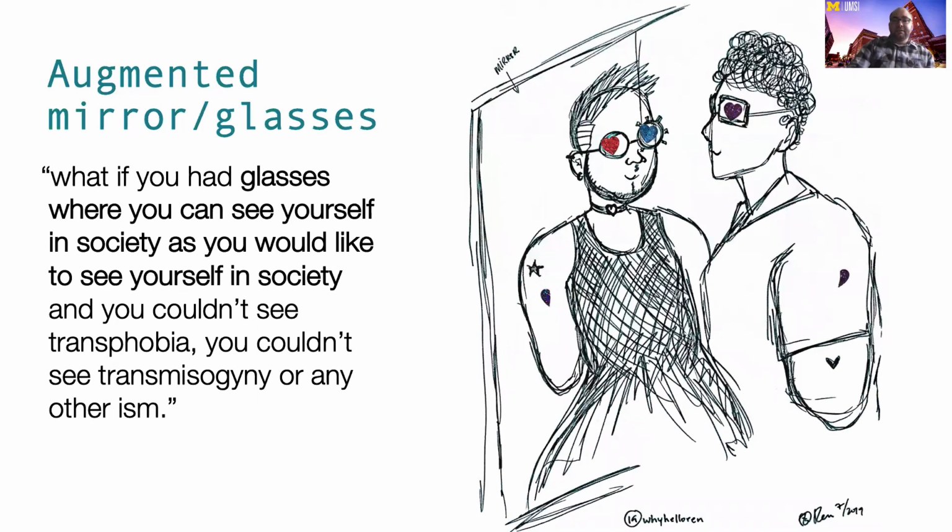In addition to changes to one's own appearance, augmented technology could also change people's experiences with others. For instance, being able to view one's world differently than the world that they actually experience on a day-to-day basis. One participant said, what if you had glasses where you could see yourself in society as you would like to see yourself in society, and you couldn't see transphobia, you couldn't see transmisogyny or any other ism?